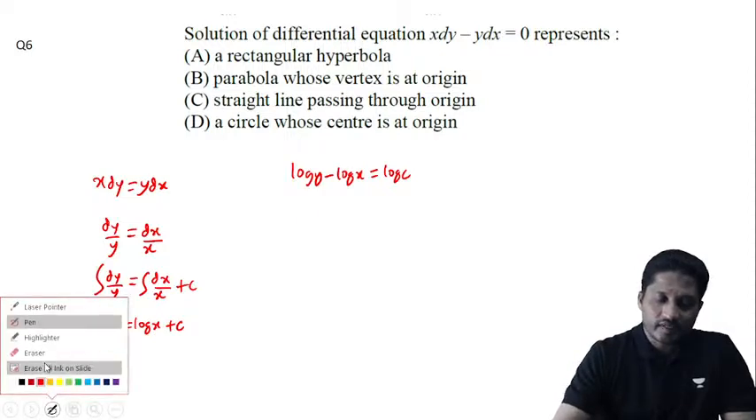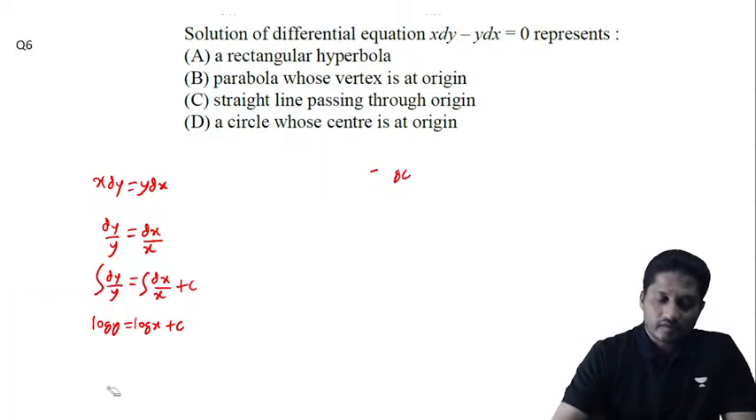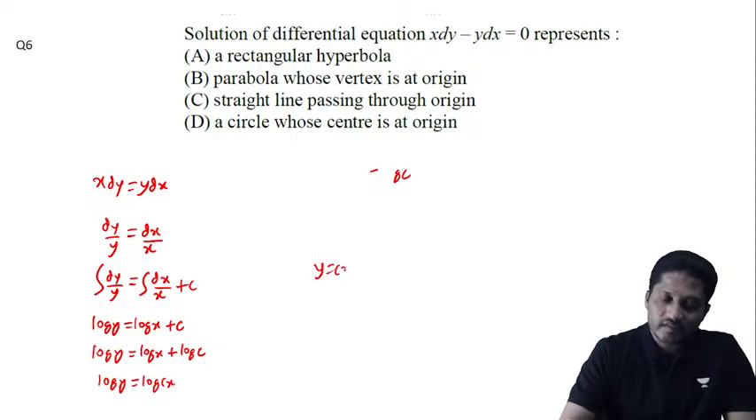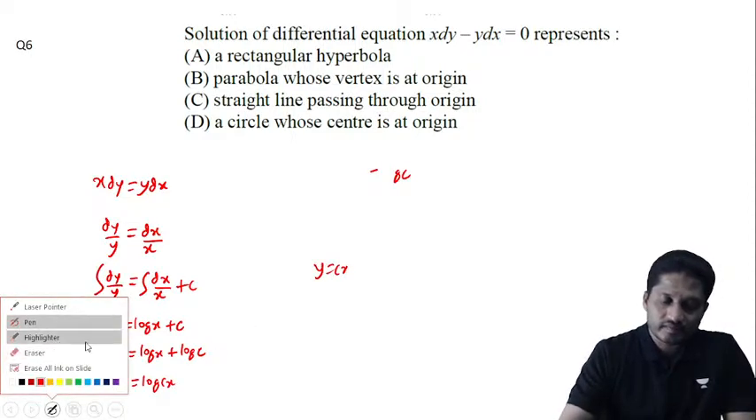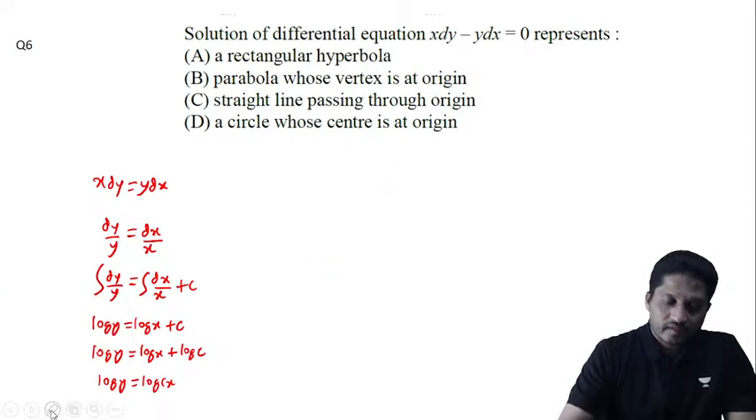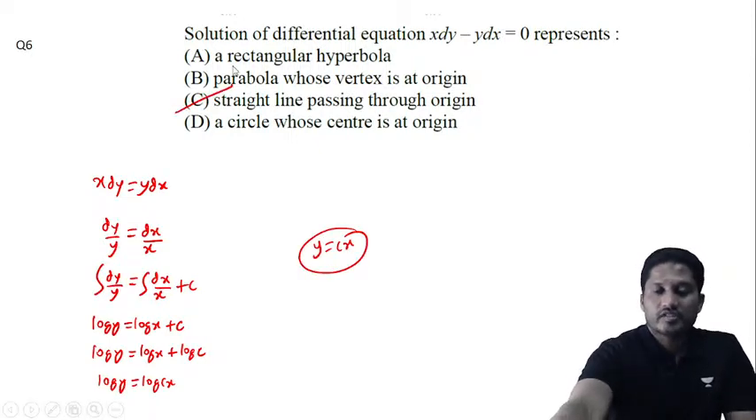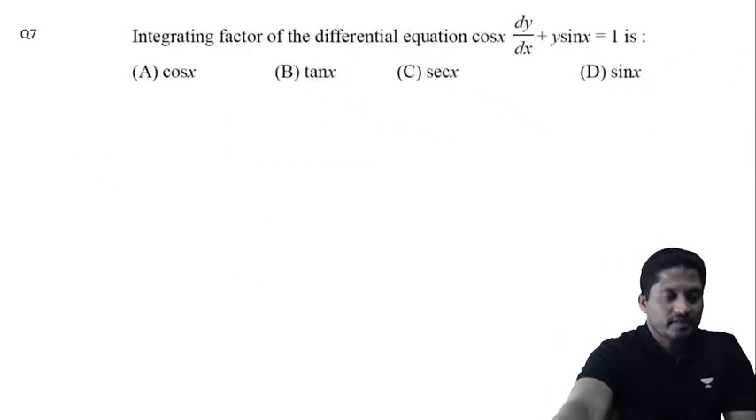Or here itself I can write log y is equal to log x, and c can be written as log c. Log y is equal to log x plus log c, which is log cx. Now if I equate the values, y is equal to cx, which is of the form y is equal to mx. Y is equal to mx is a straight line passing through the origin. Right? Question number 7.